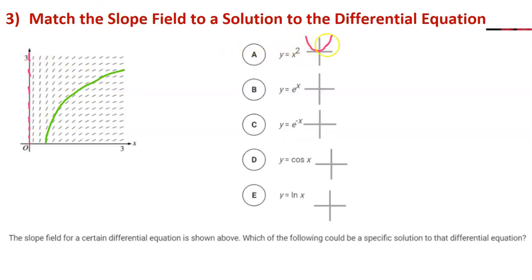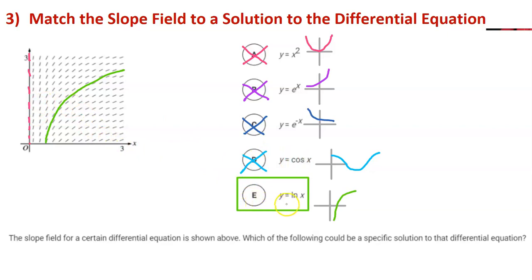It appears that the y-axis is a vertical asymptote. Y equals x squared looks like this, not a match. Y equals e to the x looks like this, again, not a match. Y equals e to the negative x is a reflection of the previous one over the y-axis, so it would look like this. Nope. Cosine x looks like this. That's not what's happening. The solution is E. We know that natural log x looks like this, which is a perfect match.